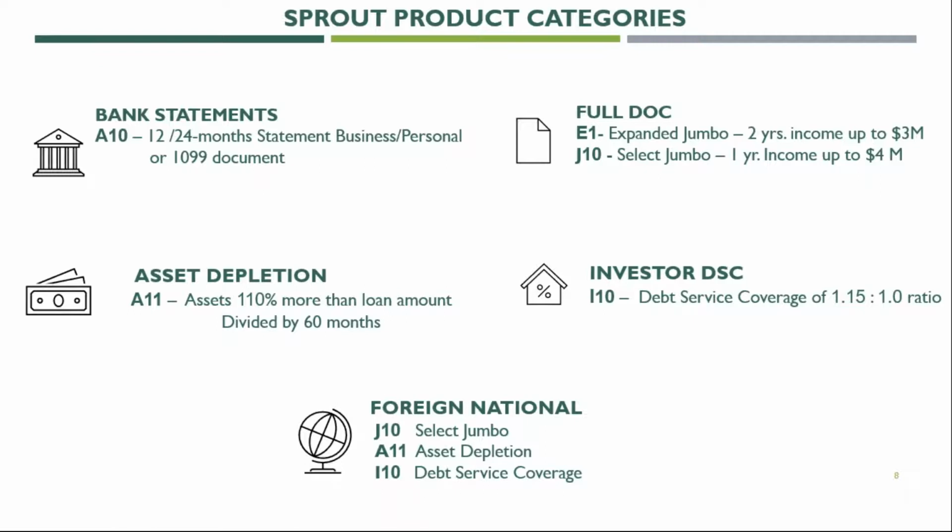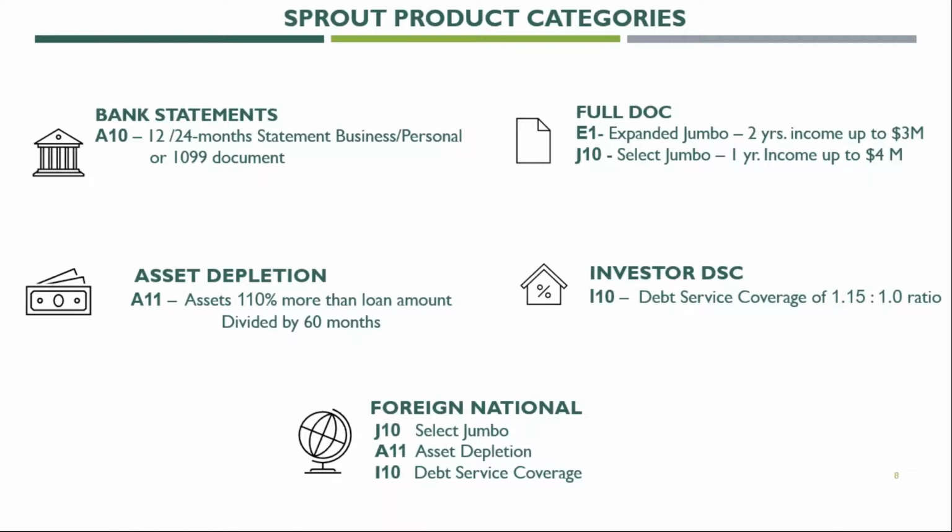The A10 is our bank statement program. It's for self-employed borrowers whose income is verified based on 12 or 24 months of business or personal asset statements. We also offer a 1099 option. The borrower or the lender may choose to provide either 12-month statements or 24-month statements, but it's important to note that there is a price improvement when the borrower opts to provide 24 months, so keep that in mind.